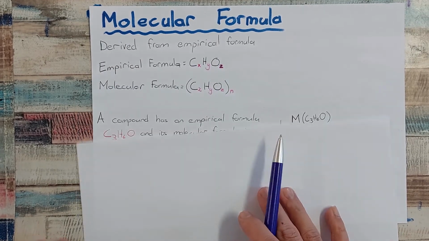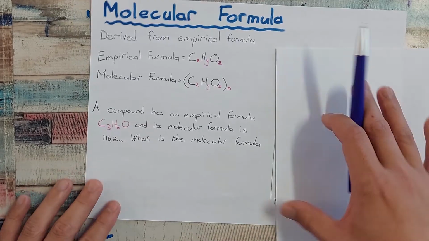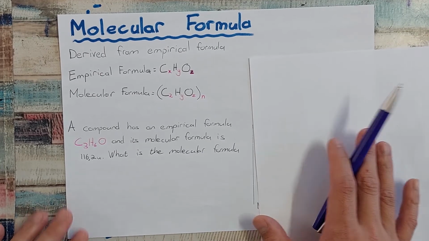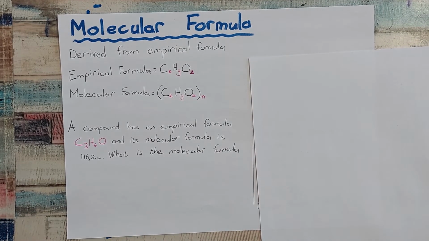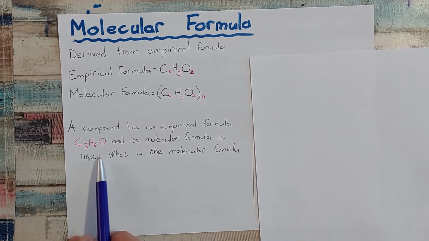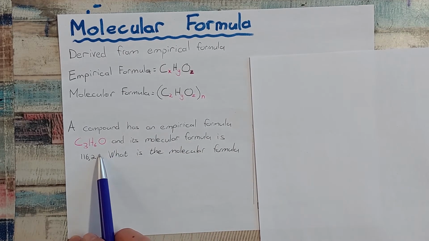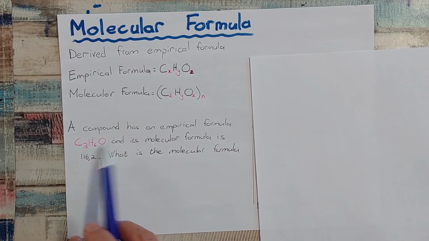Now, here is a question, right? It says a compound has an empirical formula of C3H6O, and its molecular mass is 116.2 u. What is the molecular formula? So straight away, I've already got this 116. This over here is how much of the molecular mass that I've got. I need to first calculate this one now.